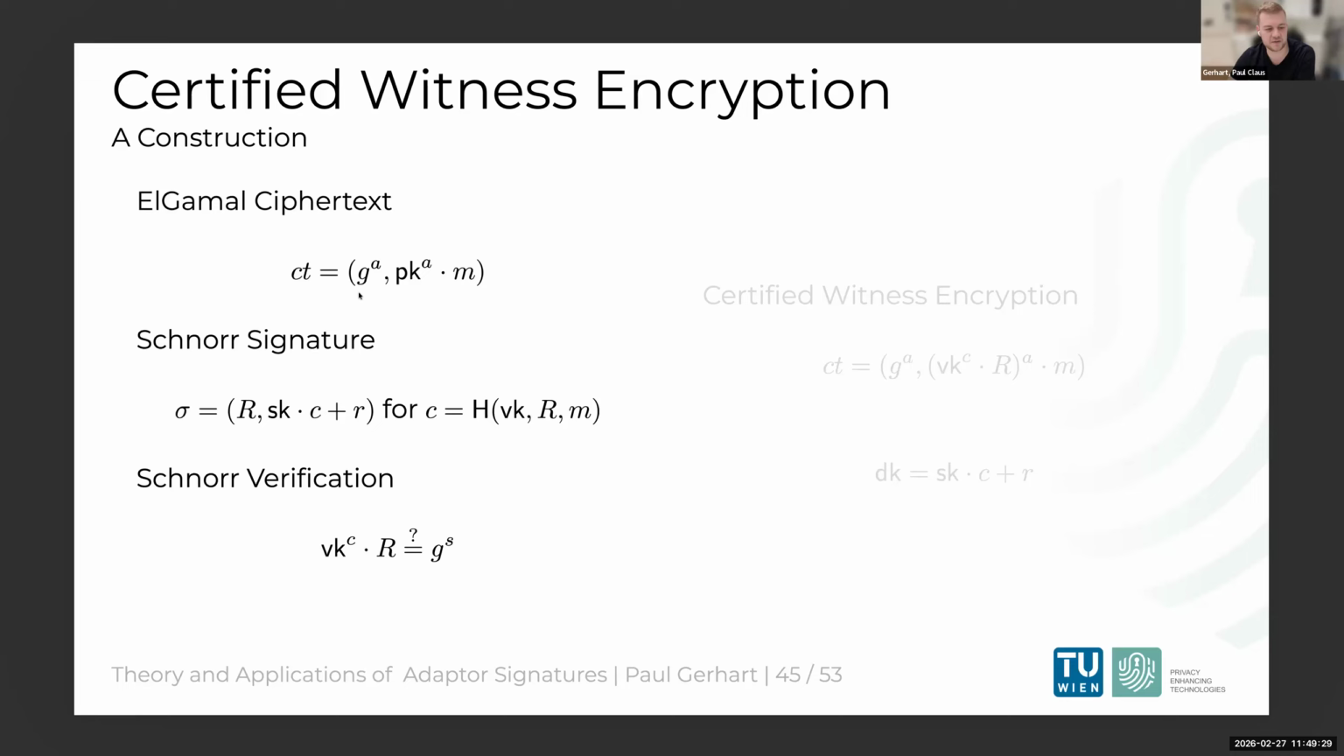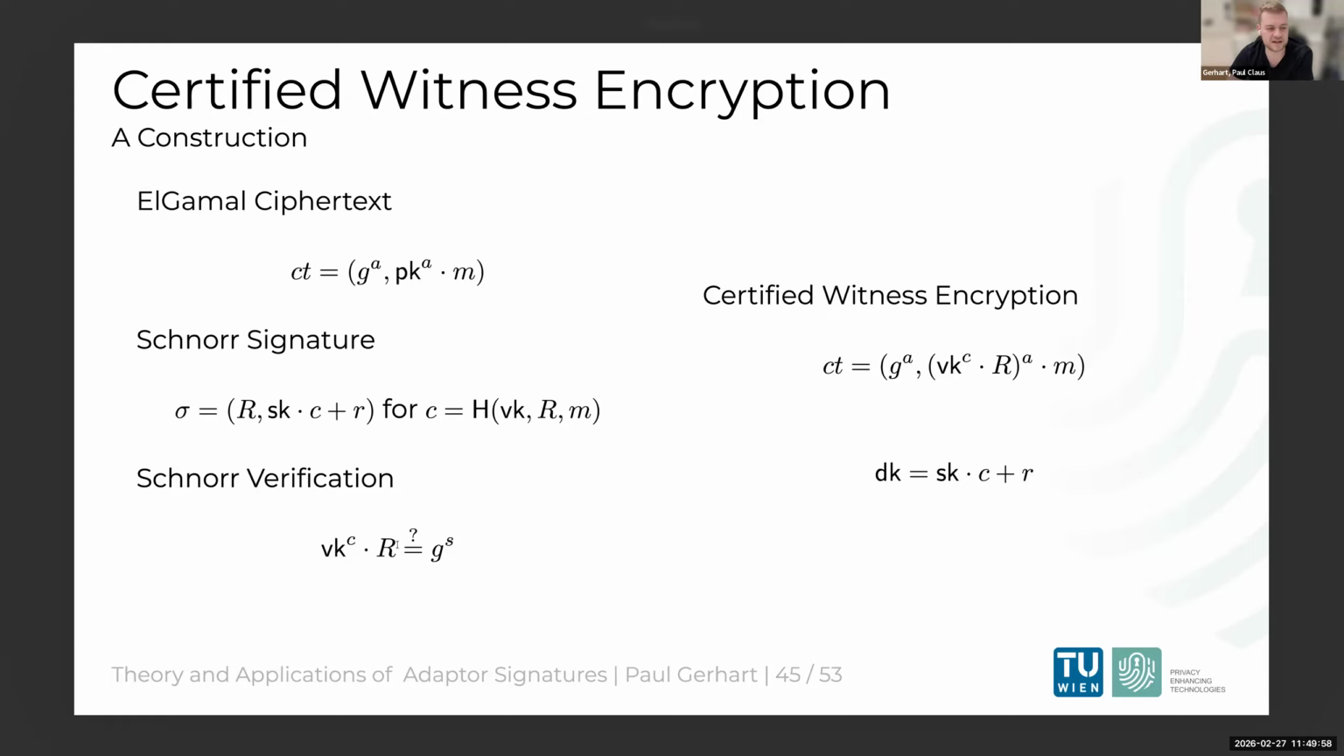So we are computing a ciphertext g^a, public key^a times m, which is the normal ElGamal ciphertext. And we saw that if you look at a Schnorr verification, there's also a discrete-log pair going on in here. Because the Schnorr verification says verification key to the c times R is g to the s. That's a standard Schnorr verification. But what we can see is that this s is the discrete log of this pair.